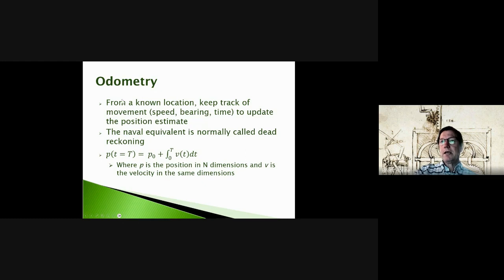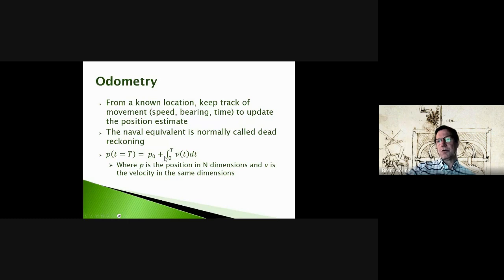If you're starting from a known location, now keep track of your movement, basically how fast you're going, what direction you're going, and how long you go that direction and speed, and use that to continuously update your position estimate. The naval equivalent of this is normally called dead reckoning. So if you spend any time on a boat, you might navigate by dead reckoning.